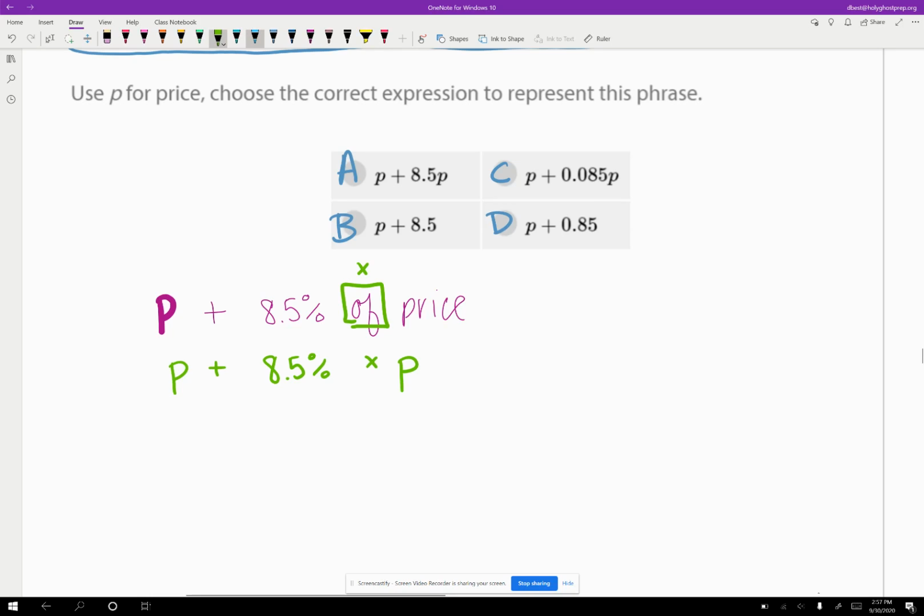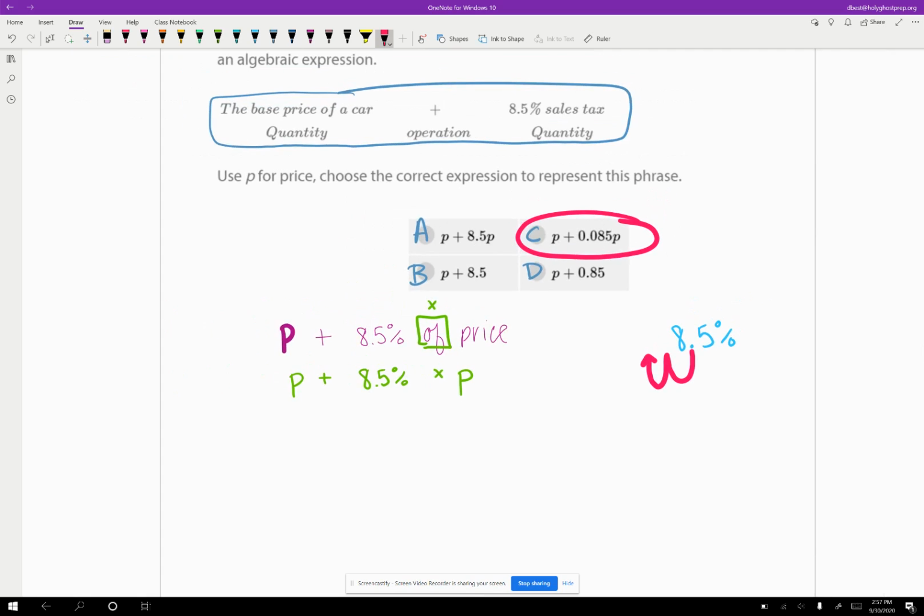And the one other thing to help you answer this question is when you are changing a percent to a decimal, which is what we need to do in order to multiply, we have to move our decimal place 2 over. So in this case, C would have been the correct final answer.